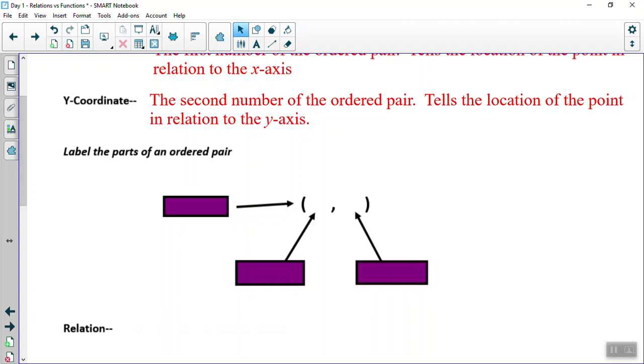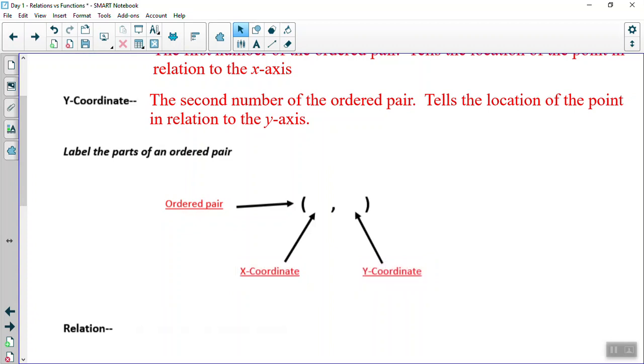If we were to label our ordered pairs, it would look like this. First, we have just our ordered pair. It is always written inside parentheses. The first number is always our x-coordinate. The second number is always our y-coordinate.